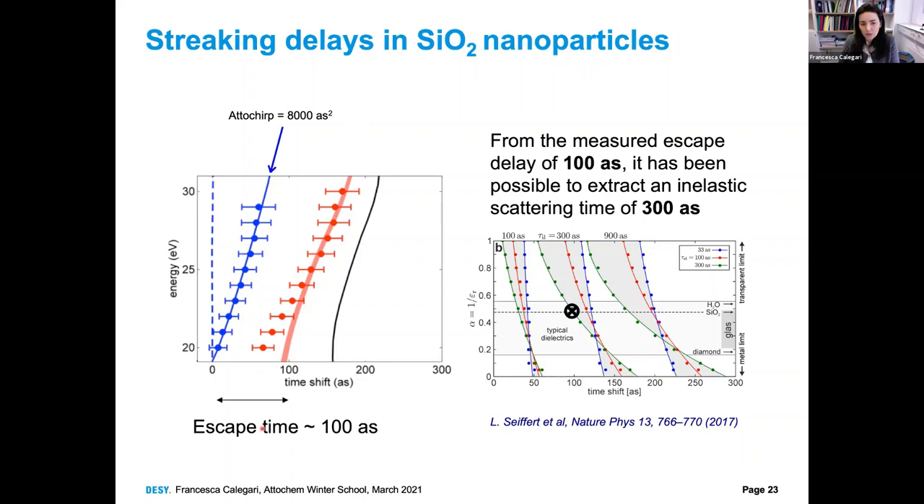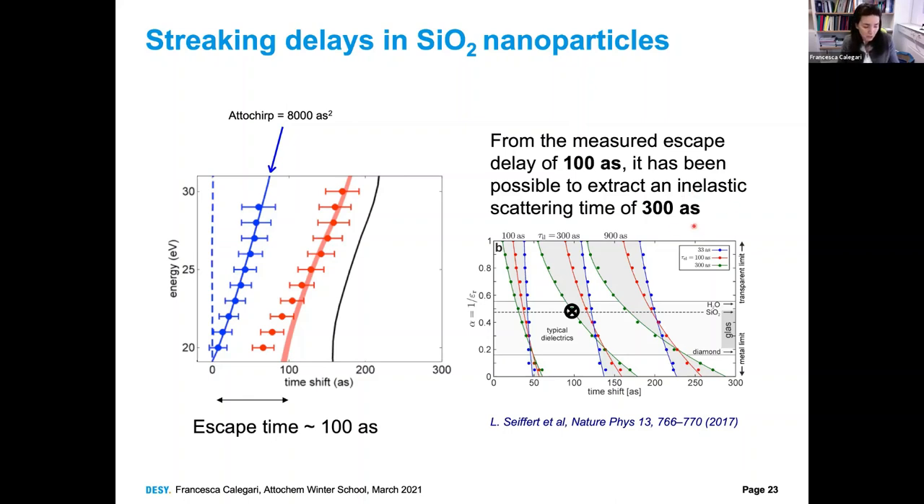Both have a certain trend, and this is actually representing simply the attochirp, which is also resulting as a delay, but they are shifted by about 100 attoseconds, and this is actually what we measure as the escape time, or the time that the electron takes to go out of the nanoparticle. In this case, it's an extended system, so you have to mention that the electron has to scatter along the way before going out of the nanoparticles. And indeed, from this escape time via the theory, we have been able to extract an inelastic scattering time for this electron of about 300 attoseconds.